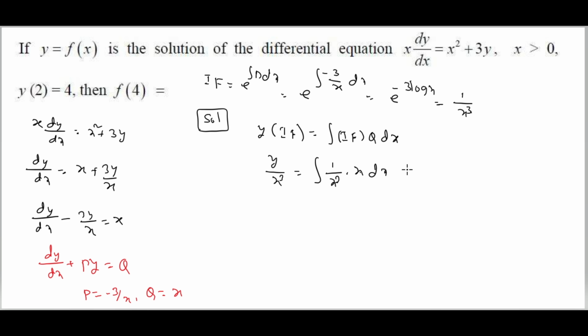Here one x is cancelled, that is 1 by x square dx. Therefore integration of 1 by x square is minus 1 by x plus c. So y by x cube is equal to minus 1 by x plus c. Therefore y is equal to minus x square plus c x cube.